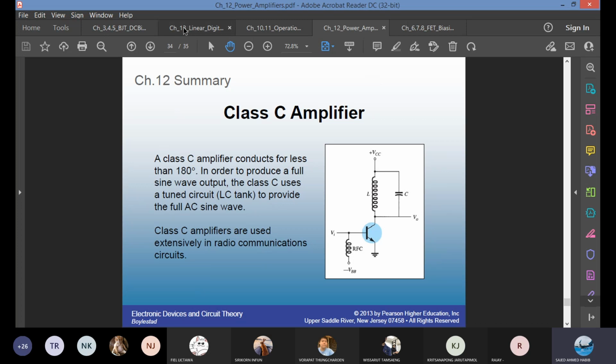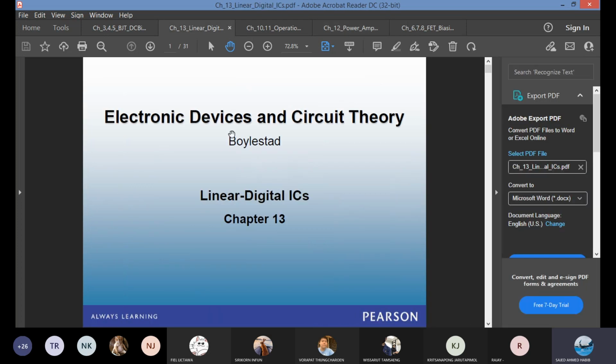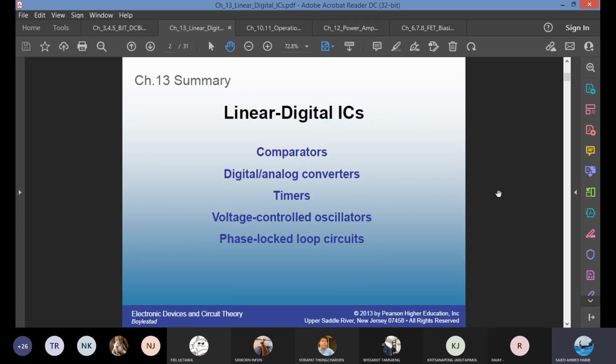The next chapter is linear digital ICs. We studied about what? Comparator, analog to digital converter, digital to analog converter, IC 555 timer, and then we have voltage controlled oscillator, VCO, and phase lock loop.